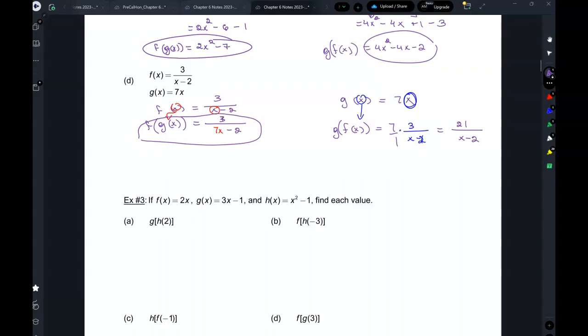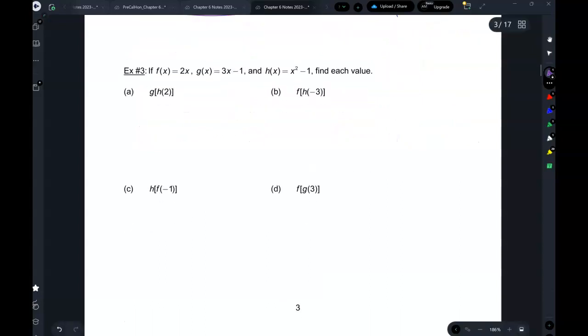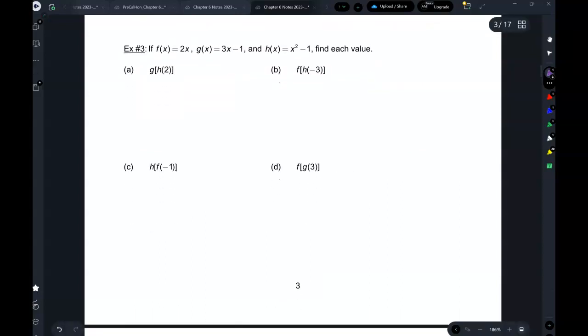Okay. Now, fresh functions. This time I have f of x, g of x, and h of x. Because why not? These are now g of h of 2. Now these are the brackets that Molly likes, right? G of h of 2. This time we have a number inside, not an x, a number. So actually, this is a lot more straightforward, I think.